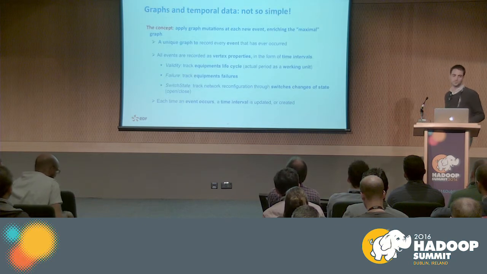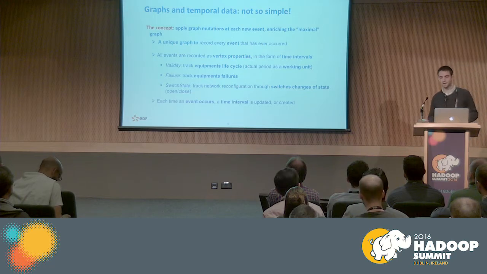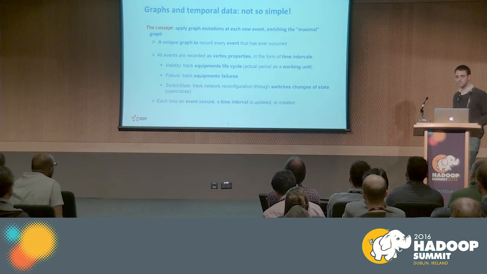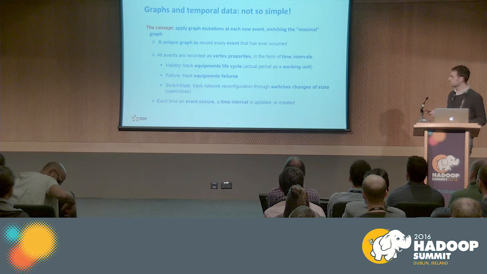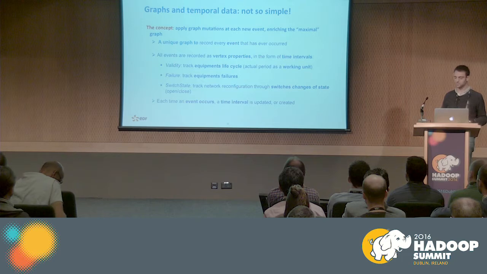Okay, time modelization with graphs is not something you get out of the box. In fact, you have to think about a way adapted to your specific problem. For this study, the concept we ended up implementing is to grow a maximal graph, applying graph mutations at each new event. We decided to work with time intervals associated to vertices as vertex properties. Each time a new event is raised, a time interval is updated or created. This mechanism is implemented for the three kinds of events we want to track: equipment lifecycle, equipment failures, and reconfigurations of the network through switches change of state.